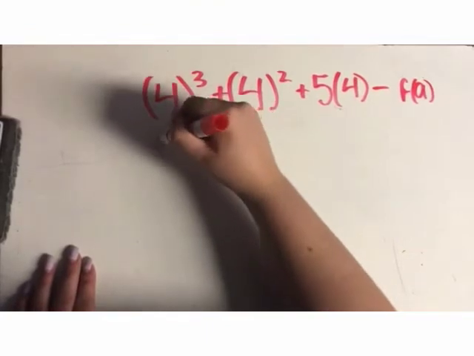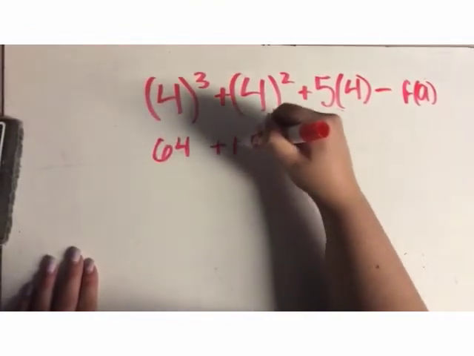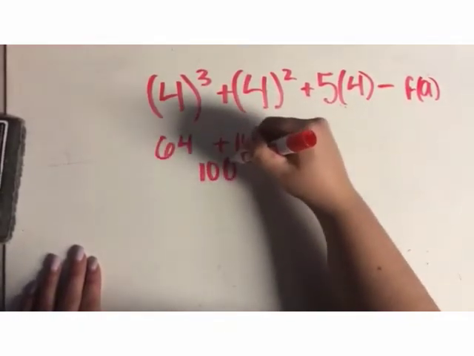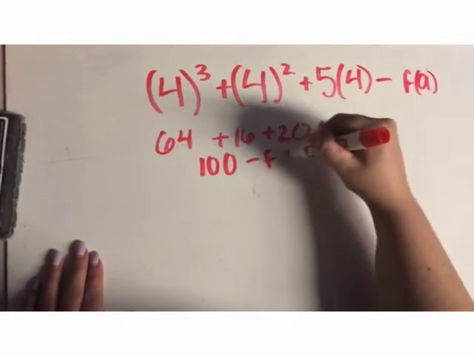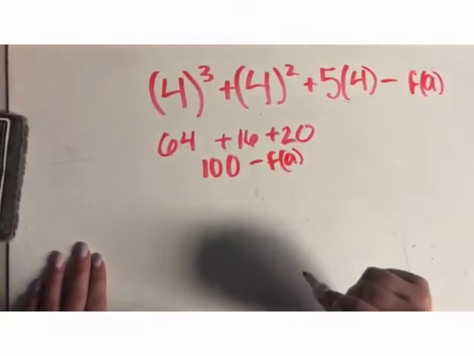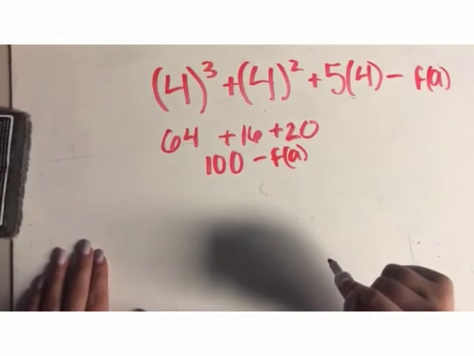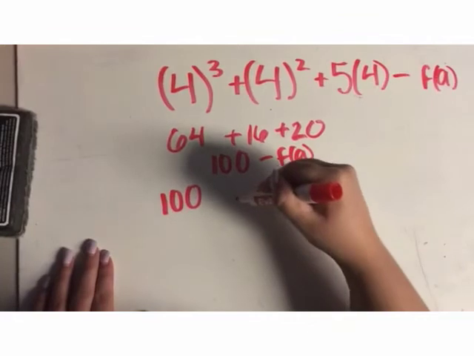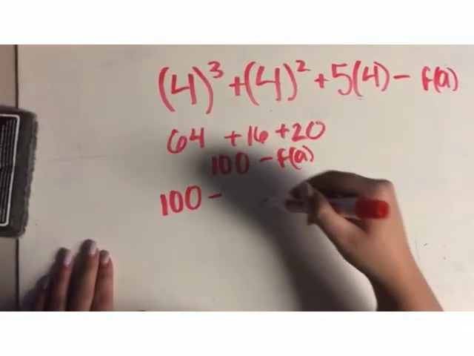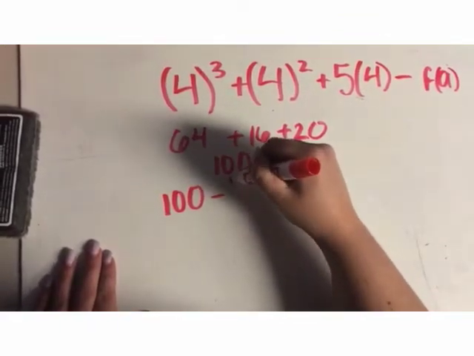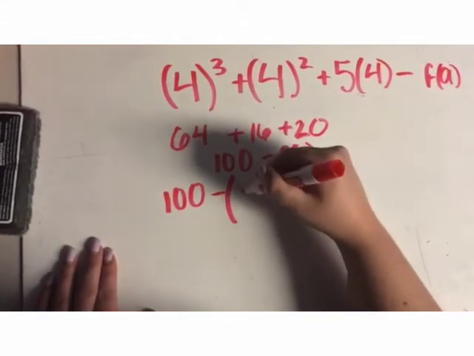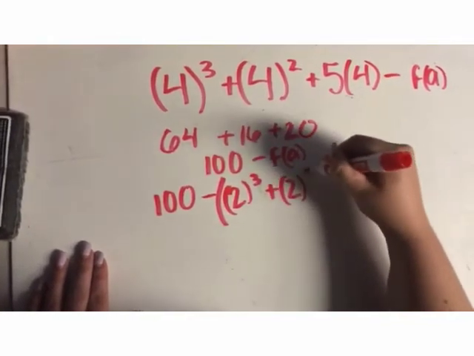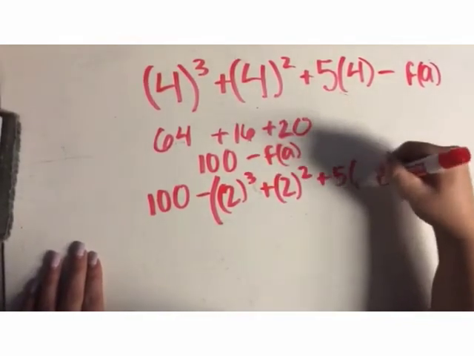F of b is then equal to 64 plus 16 plus 20, which just equals 100. And we can't forget minus f of a. Now we will do the same to find f of a so that we are able to subtract the two. We'll have 100 to represent f of b, and then we'll plug in a, which is 2, into f of a. For f of a, we get 2 to the third plus 2 squared plus 5 times 2.